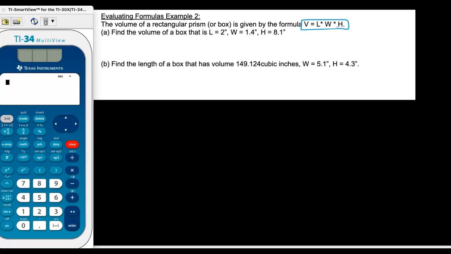So in this first one, we're given the length, the width, and the height, so we're just going to plug those all in. I'm going to write down my formula, volume equals length times width times height, and plug them all in. We've got 2 for length, 1.4 for width, and 8.1 for height. Then I just put those all in my calculator, and that gives me the volume.